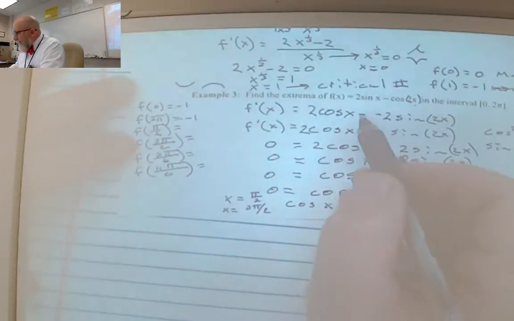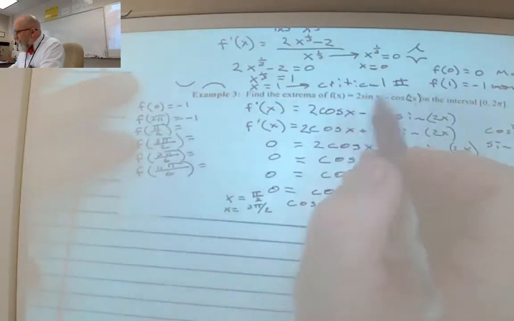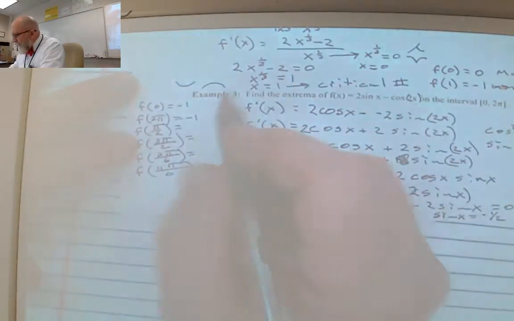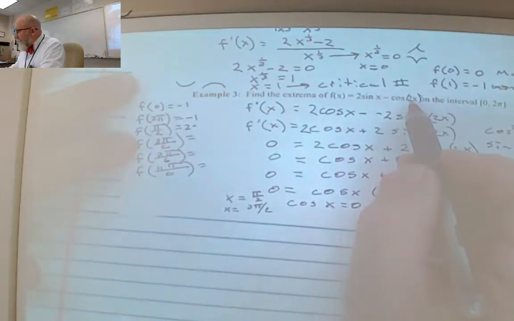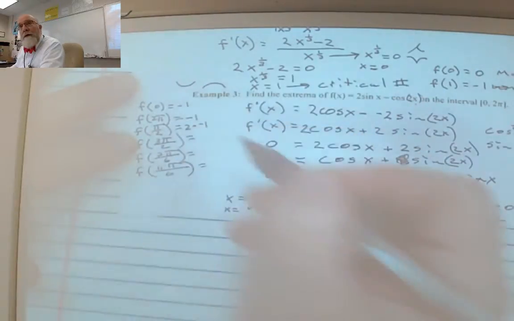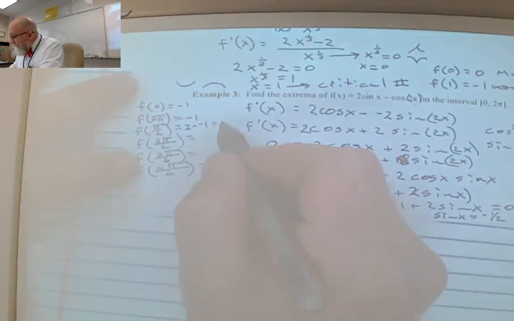I'm going to put in pi over 2. What is the sine of pi over 2? Let's try it again. 1. What's 2 times 1? 2. Minus. What is the cosine? Well, 2 times pi over 2 is pi. What's the cosine of pi? Negative 1. So I've got minus a negative 1. What is 2 minus a negative 1? 3.